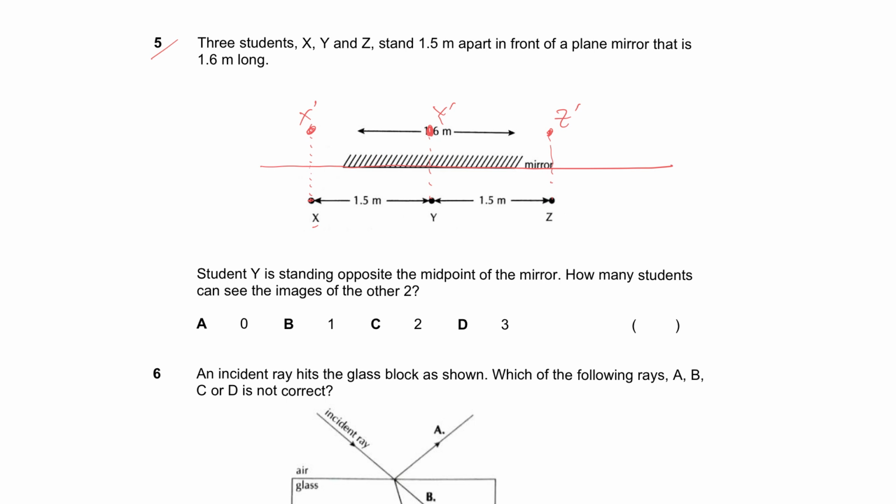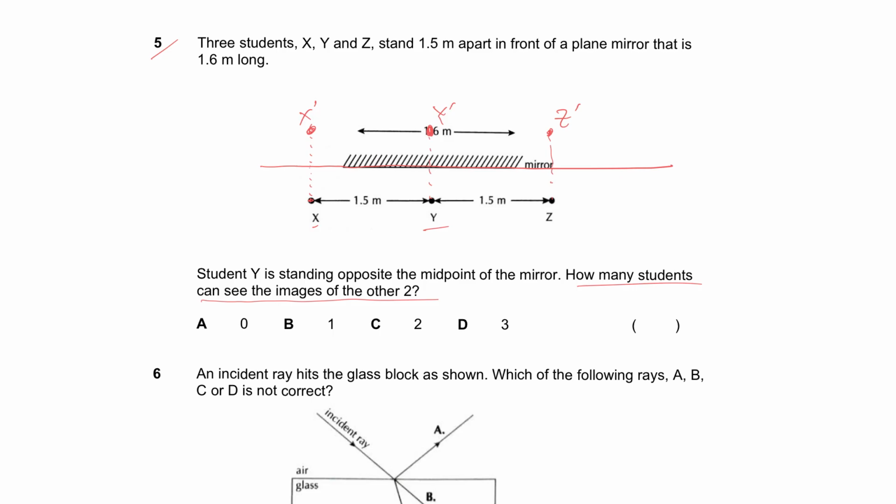Now Y is standing opposite the midpoint. This is your Y. How many students can see the image of the other two? All right, now first of all, it does not mean that because X and Z have no mirror in front of them, you will not be able to see any of your friends. If you understand reflection, it doesn't mean you can actually see them. It just depends on the ray diagram, which we are supposed to draw in order to know.